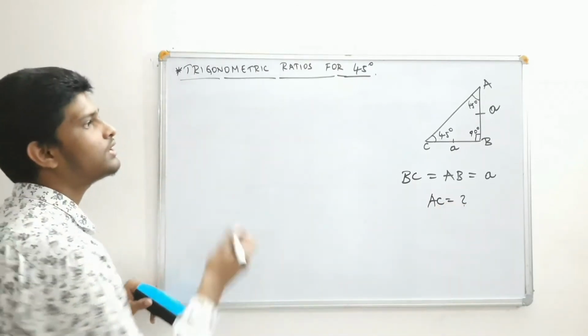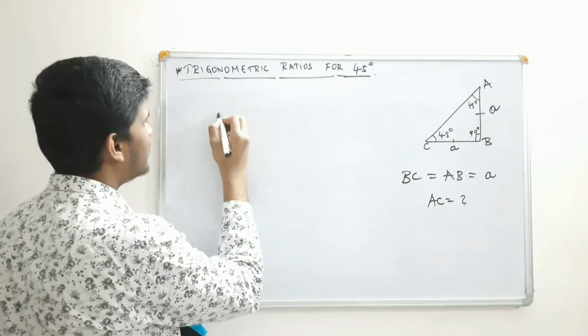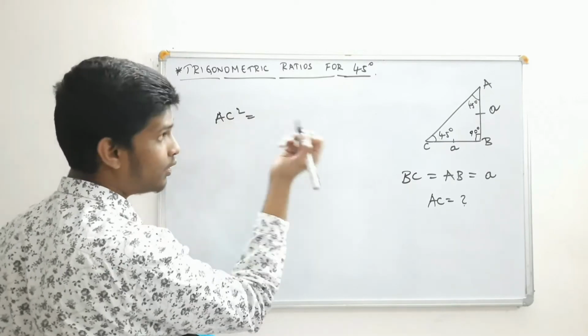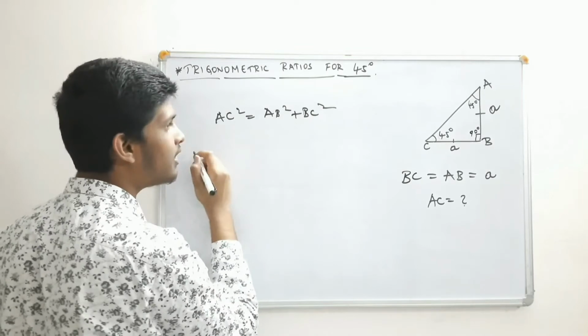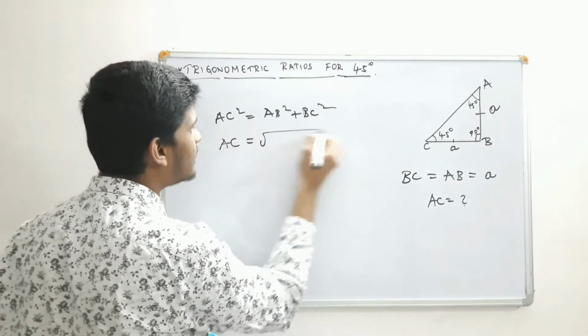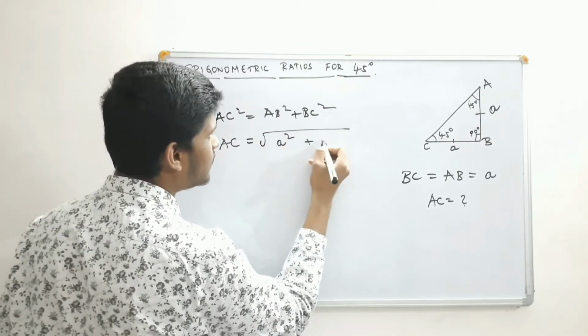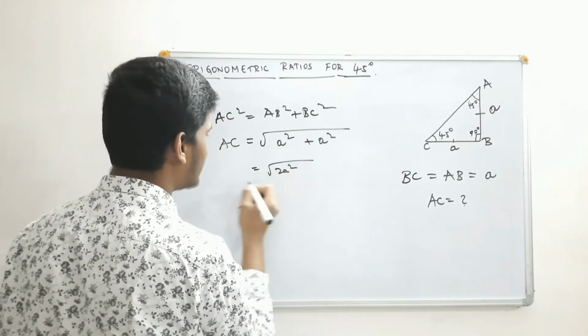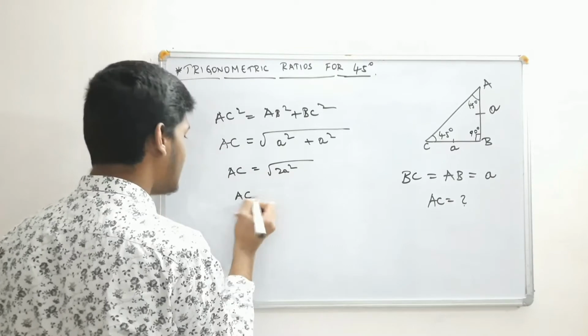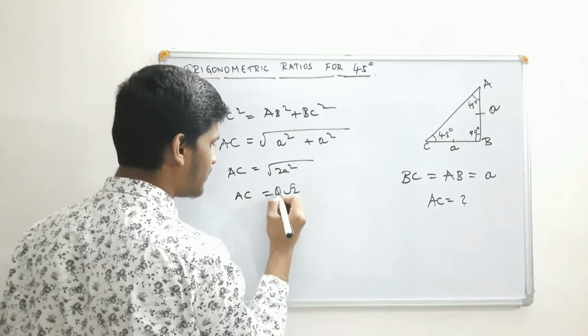By applying Pythagoras theorem, we can get... Pythagoras theorem states that, as you know, AC square is equal to AB square plus BC square. So AC square we don't know, we should find AC. So root of A square plus A square becomes root of 2A square.